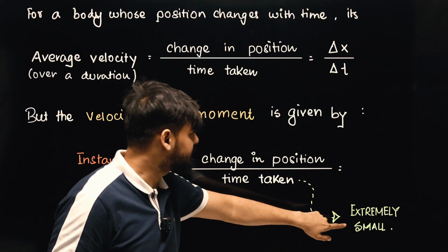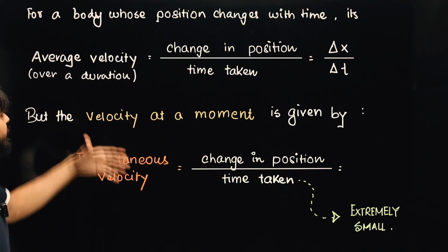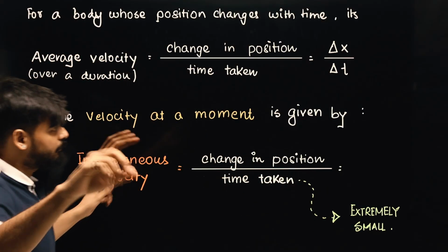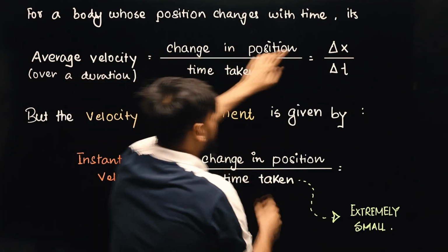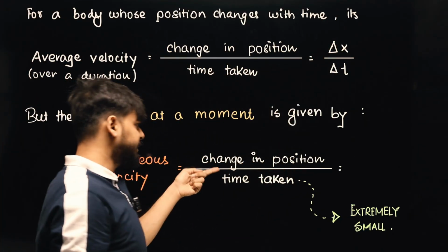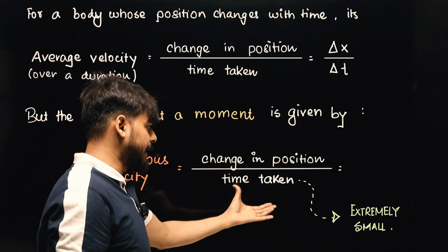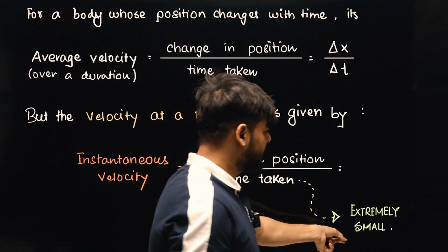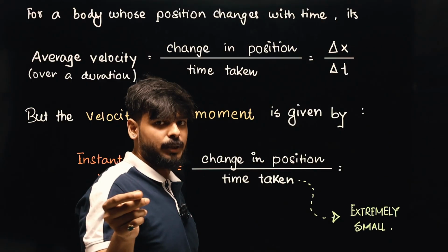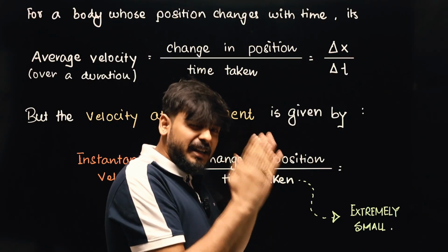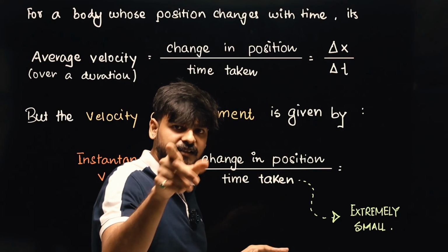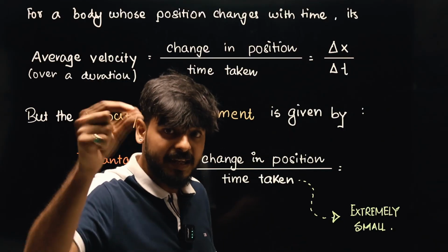Only if we mention this, will the formula for velocity at a moment be different from the formula for the average velocity. In fact, here you can see that the change in symbol is a triangle, right? And here also we are writing change in position and the change in time. But when this change is extremely small, instead of the triangle, we use a different symbol to indicate it's not just any change, but a very small change. Do you know what that symbol is? It's d, the lowercase d of English.